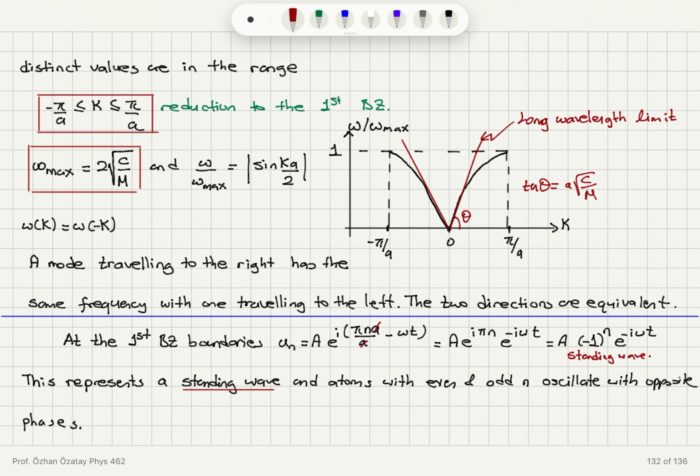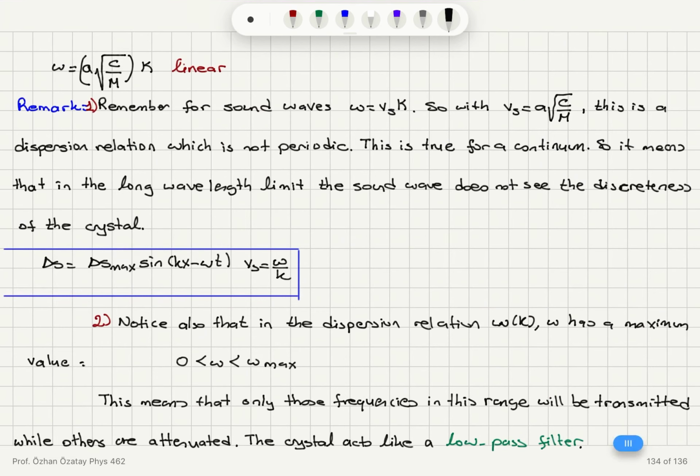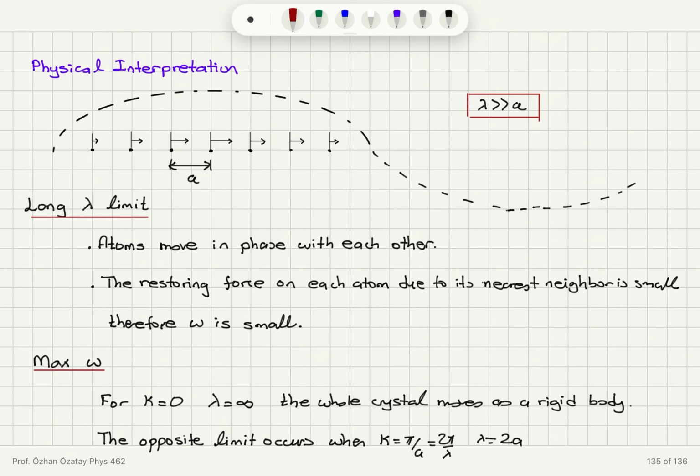So what does that mean? What if I try to produce waves with an angular frequency greater than that? This means that only those frequencies in the range 0 to omega max will be transmitted, others are attenuated. So the conclusion is that the crystal acts like a low-pass filter. It will not allow frequencies greater than omega max to be transmitted.